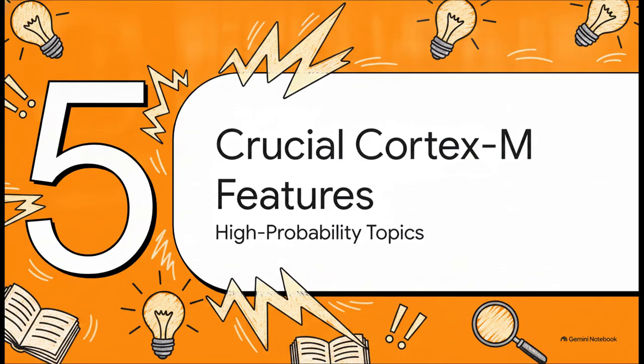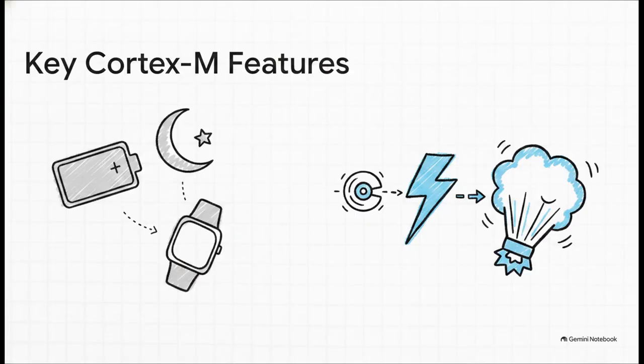All right, final stretch, Section 5, Crucial Cortex-M Features. These are your high-probability test topics. Let's rapid fire through these vital features because professors love testing on this. The entire Cortex-M family is anchored to one thing: efficiency. First up is low power consumption, which is supported by dedicated sleep and low power modes. This is exactly what allows battery-powered embedded devices, like your smartwatch, to run for days without charging.